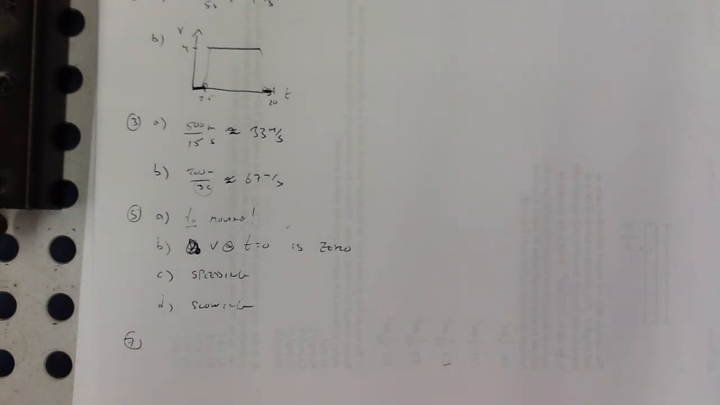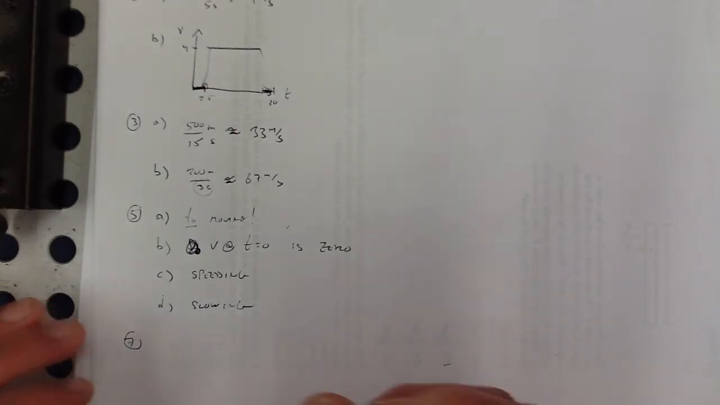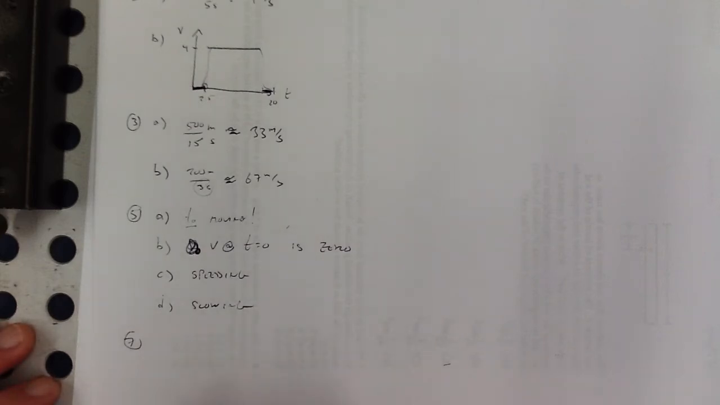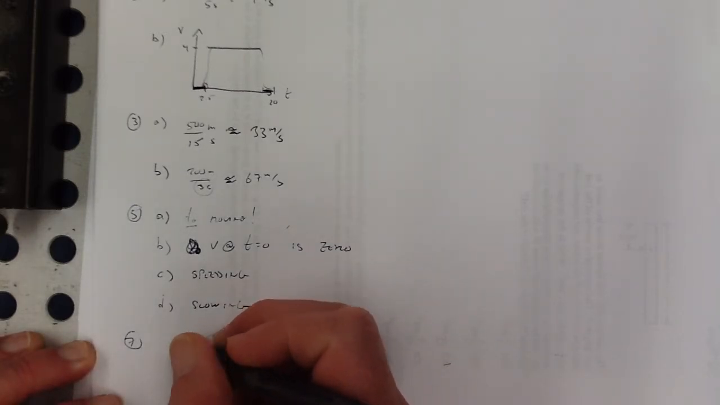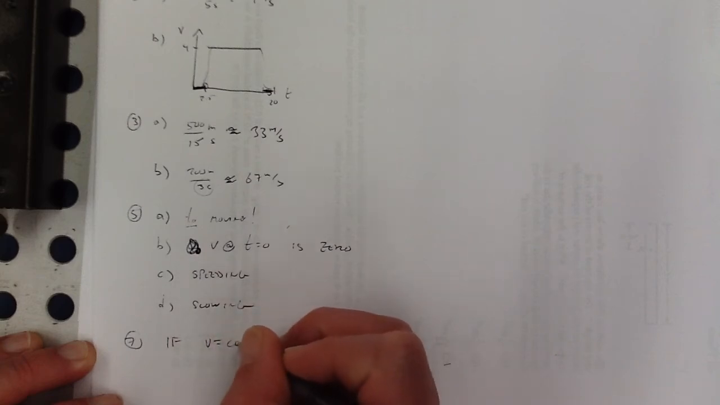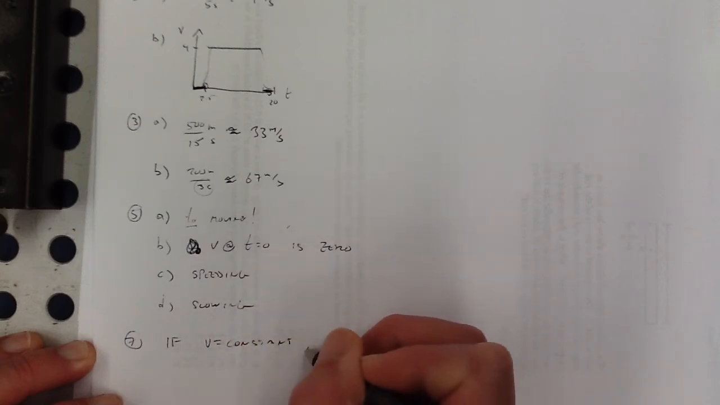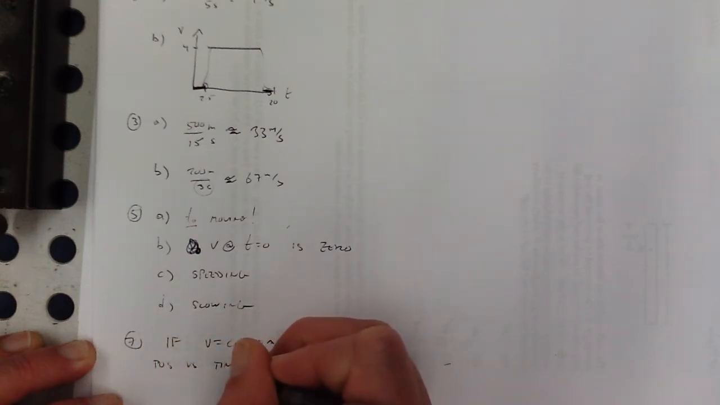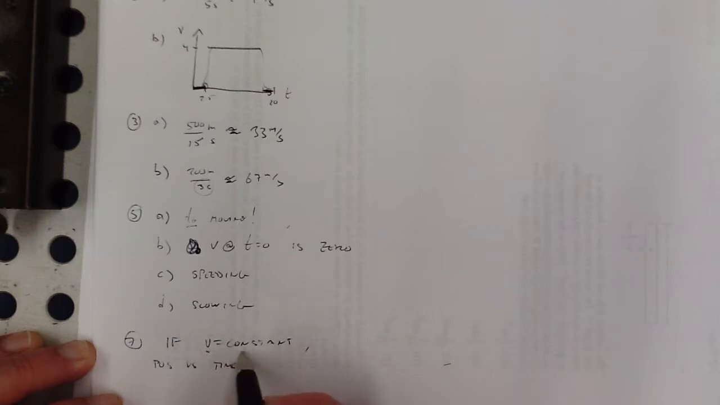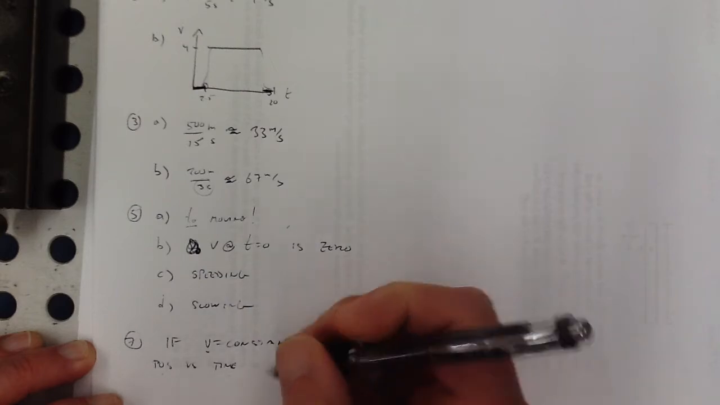If a particle moves at constant velocity, what can you say about its position versus time curve? Well, velocity is the slope of position versus time, so that would mean position versus time has a constant slope.